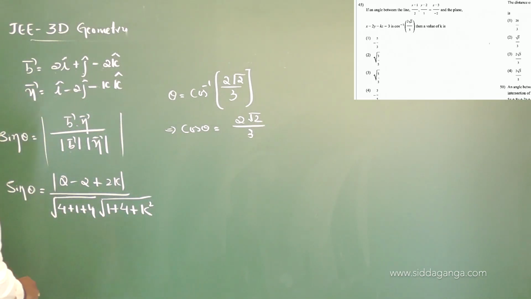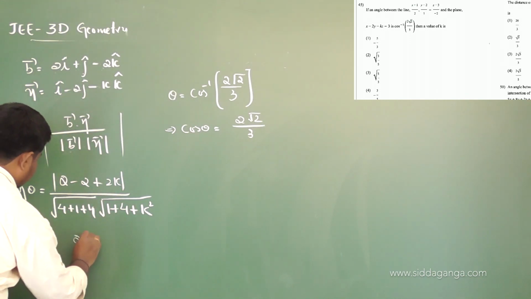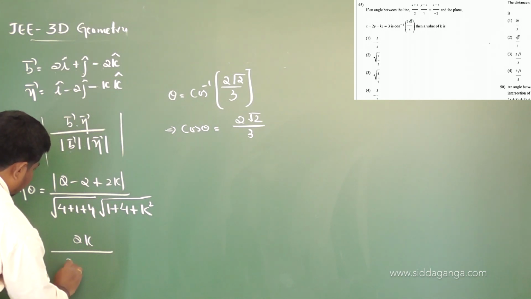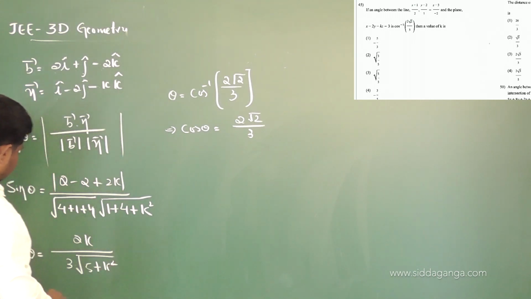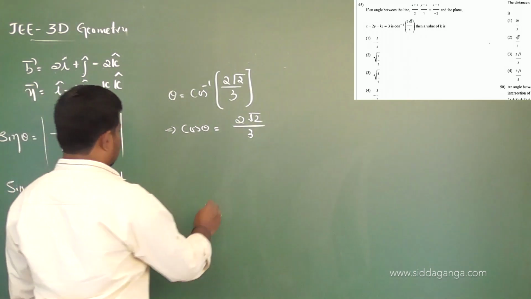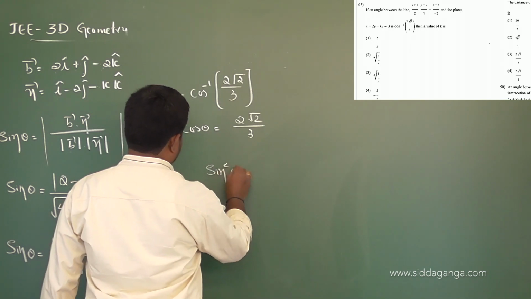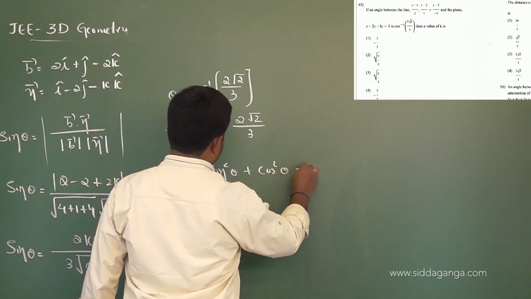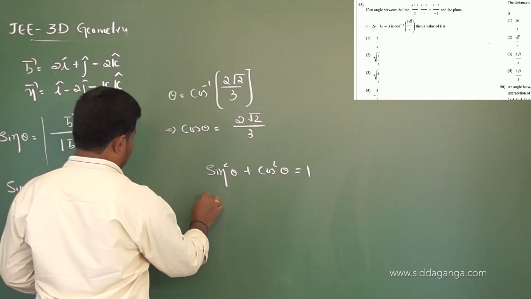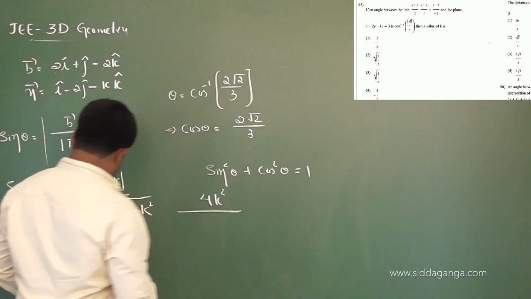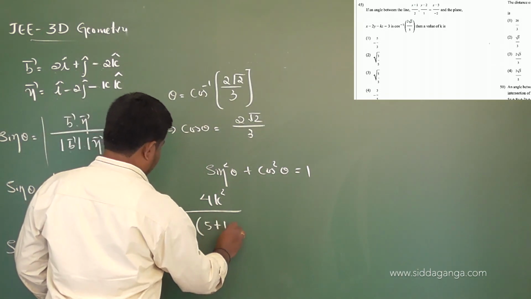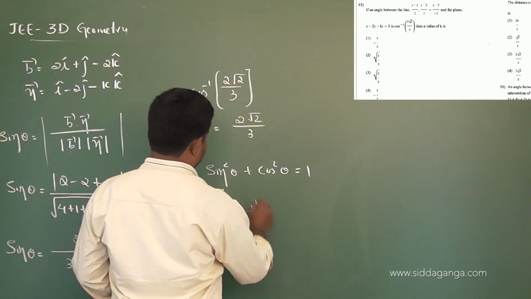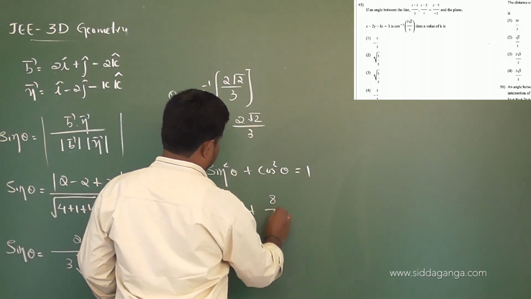Now you get sin theta is equal to 2k whole divided by 3 into root of 5 plus k square, right. So this is your sin theta. So we know that sin square theta plus cos square theta is equal to 1. Sin square theta, so I get 4k square divided by 9 into 5 plus k square, plus cos square theta is 8 by 9, equal to 1.